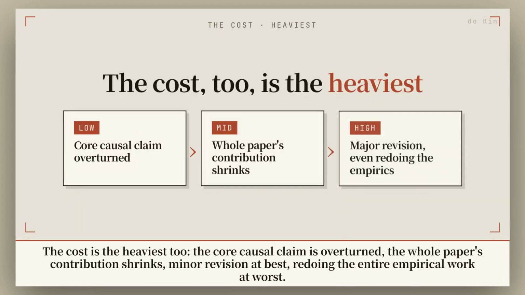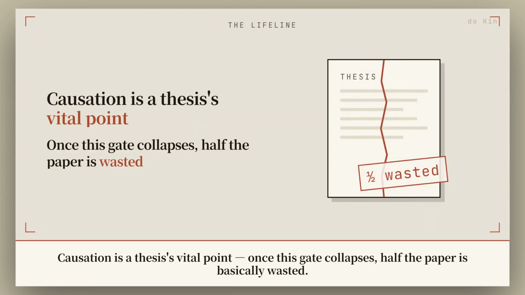The cost is the heaviest too. The core causal claim is overturned. The whole paper's contribution shrinks. Minor revision at best, redoing the entire empirical work at worst. Causation is a thesis's vital point. Once this gate collapses, half the paper is basically wasted.